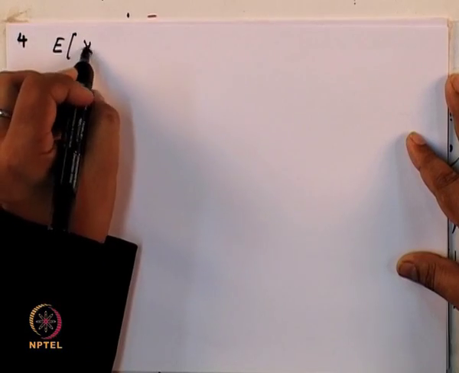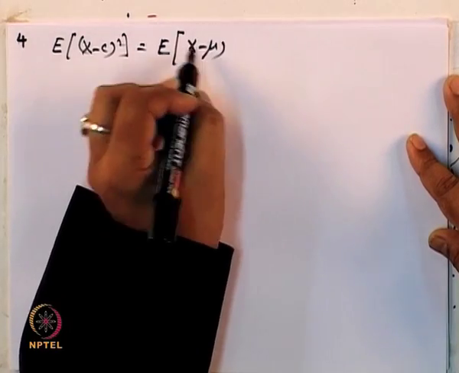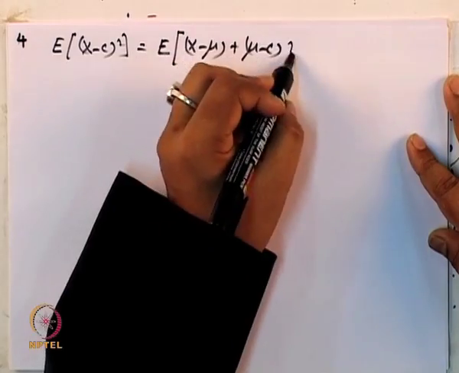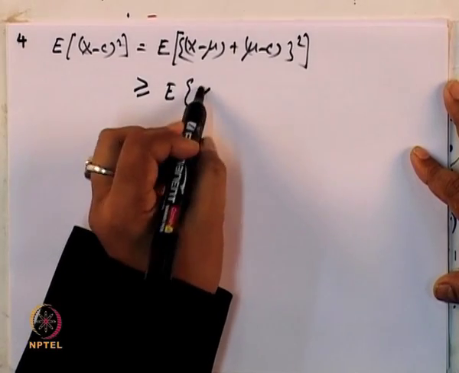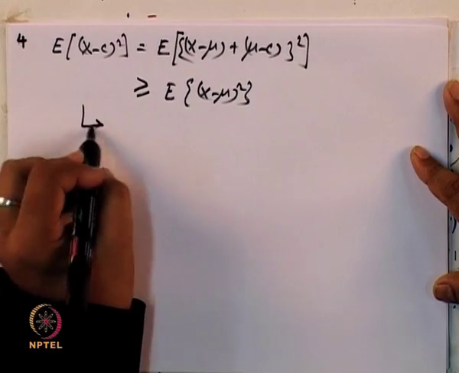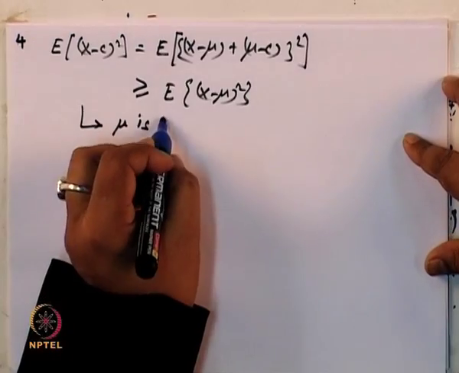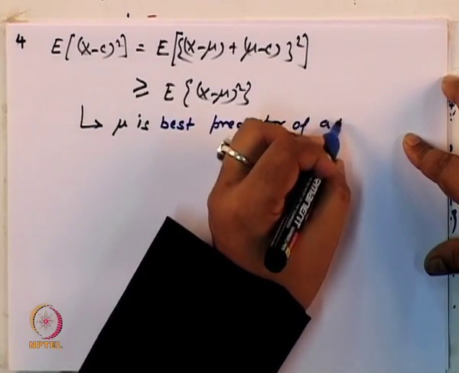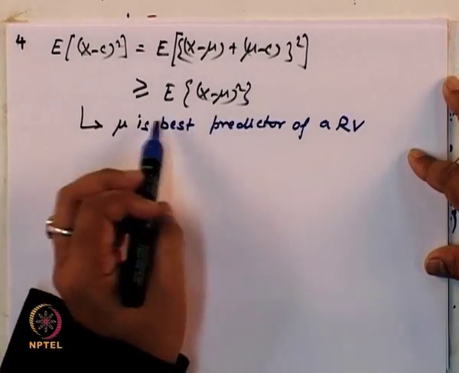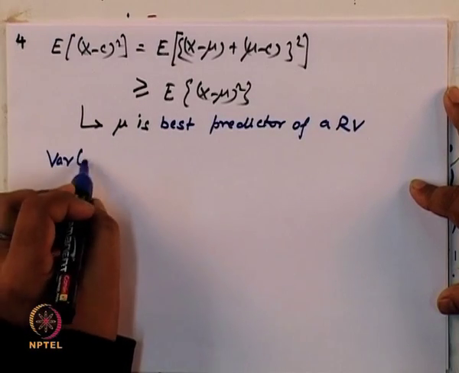So we had earlier determined, if I do E of (X minus c) whole square, I can expand this as E of (X minus mu plus mu minus c) whole square. And this we had shown is greater than or equal to E of (X minus mu) whole square. So this is why mu is the best predictor. This will give you the best value of expectation. It minimizes this. So E of (X minus mu) whole square is nothing but the variance of X.